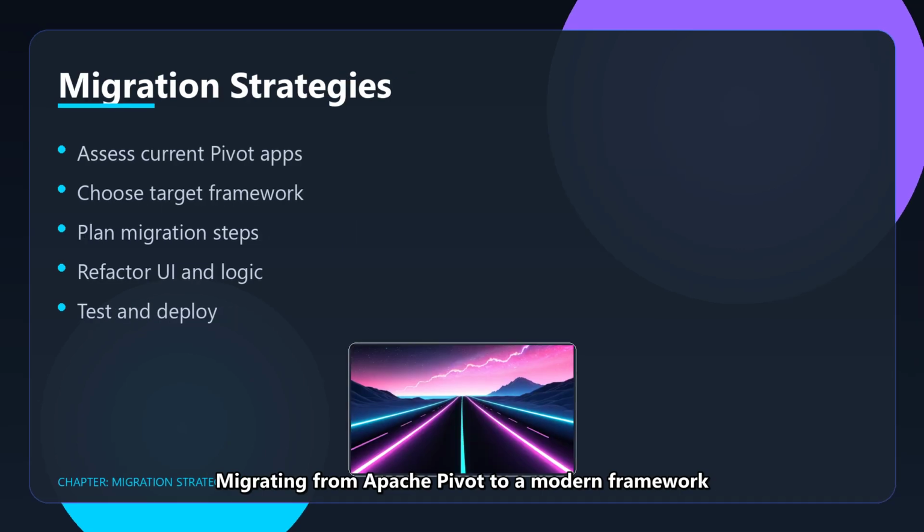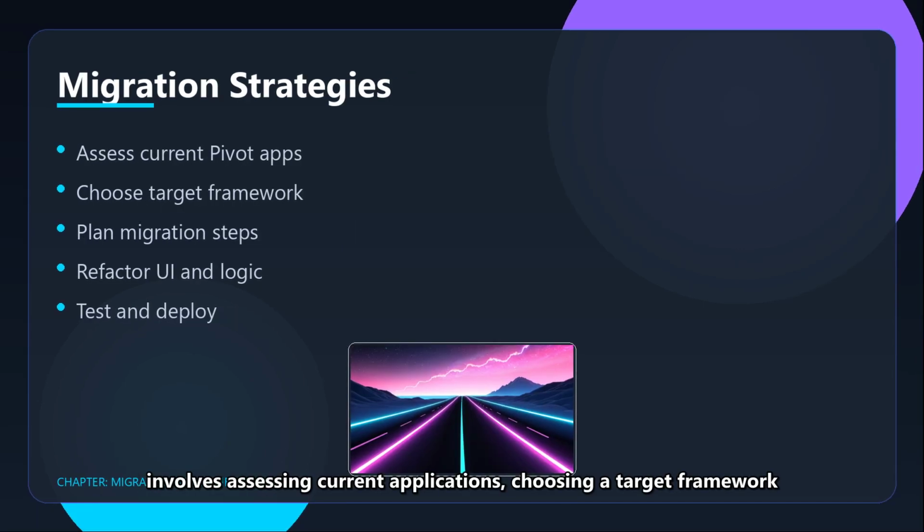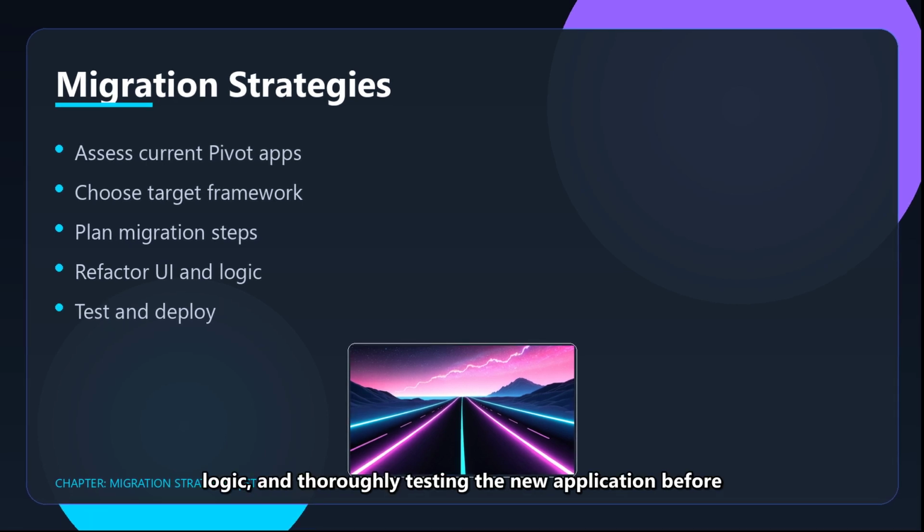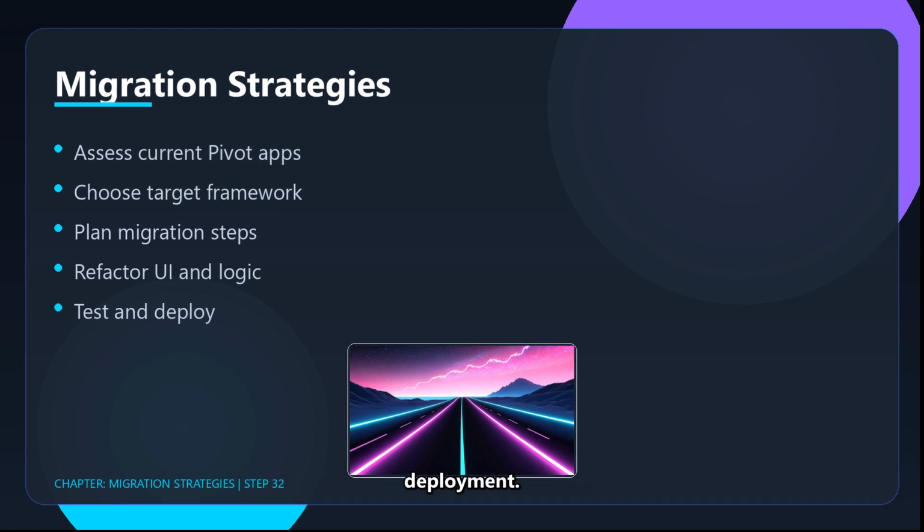Migrating from Apache Pivot to a modern framework involves assessing current applications, choosing a target framework like JavaFX, planning migration steps, refactoring UI and logic, and thoroughly testing the new application before deployment.